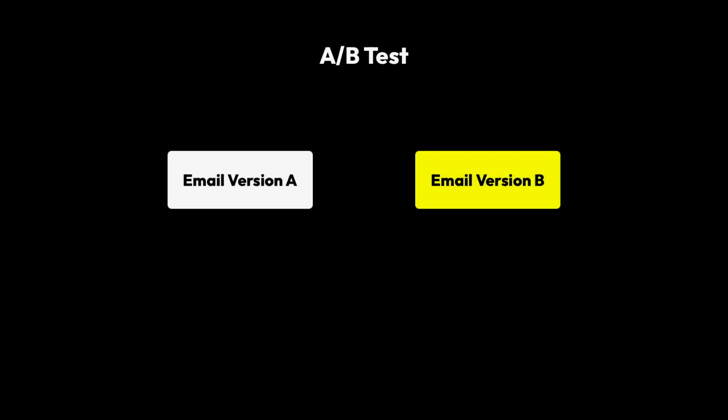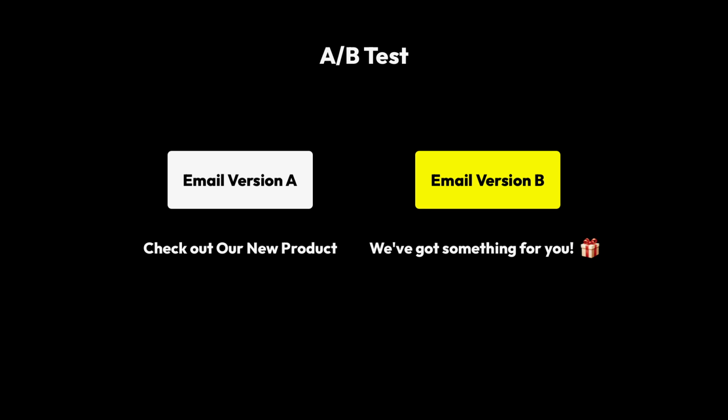We can then copy our first email because the content will be completely the same. Remember, we want to test the subject line. Let's say we promote a new product to our customers. In our first email, our version A, we use the subject line, check out our new product. And in our test email, we use the subject line, we've got something for you, with that gift emoji. That was step 1, to design the A/B test.